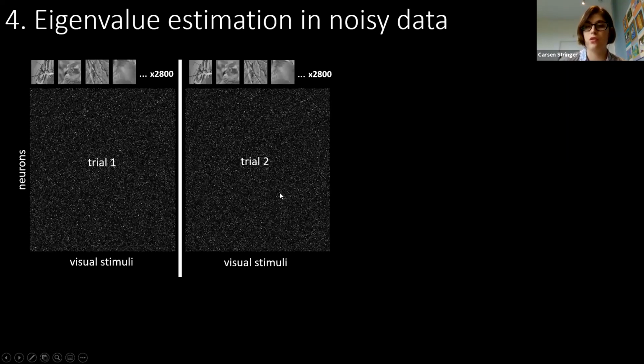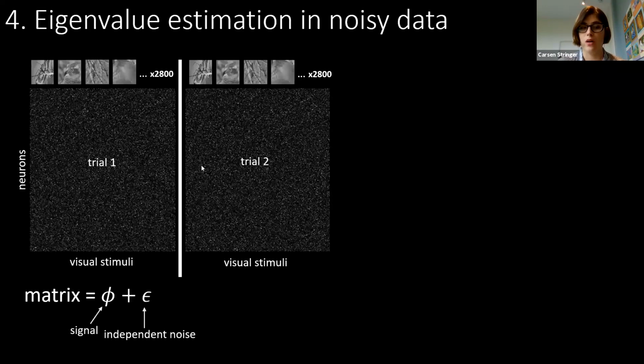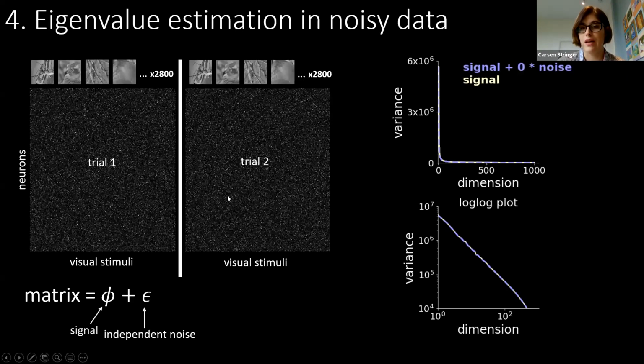And so I'll show you what happens to your eigenvalues if you have noise. So let's say I have a matrix of signal plus some independent noise. If I look at my eigenvalue spectrum, the true eigenvalue spectrum is in white, and I'm showing it in 2 different ways, on a log-log plot down here or on normal axes here. And as you add noise, you can see that these higher eigenvalues are going to be corrupted by this noise. They're going to be higher if you have noise in your data.